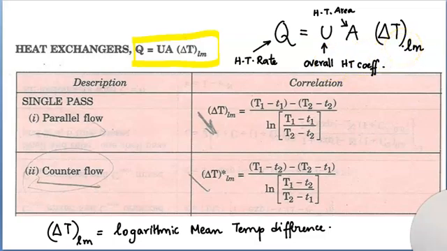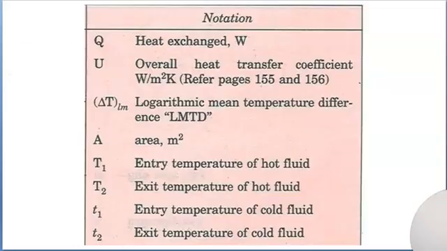In the LMTD method, the fundamental equation is Q equals U A delta TLM. And here you see the LMTD for a parallel flow configuration and the LMTD formula for a counter flow configuration. Now coming to the notations, we know Q is the heat transfer in the heat exchanger. U is the overall heat transfer coefficient, and if you want the overall heat transfer coefficient relations, you can see them on the page number given here. And delta TLM is the logarithmic mean temperature difference, or in short LMTD. A stands for the heat transfer area in the heat exchanger.